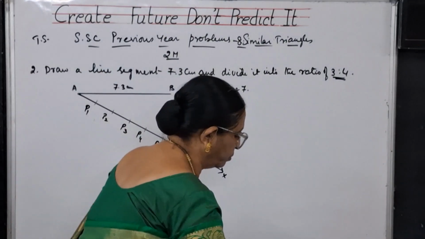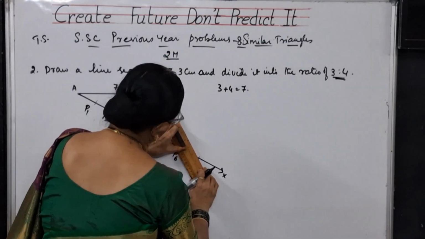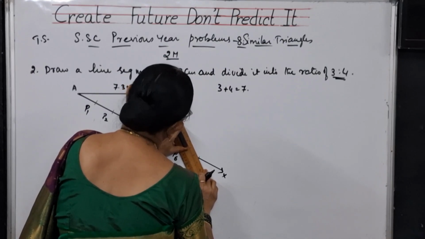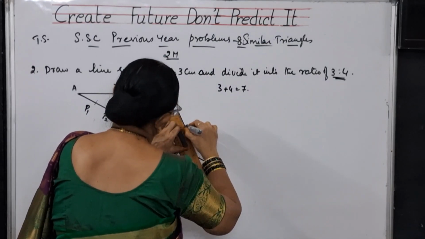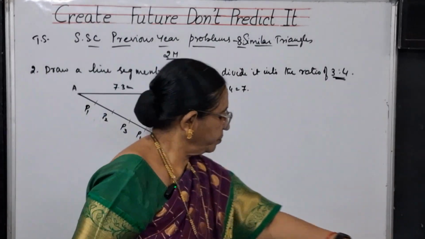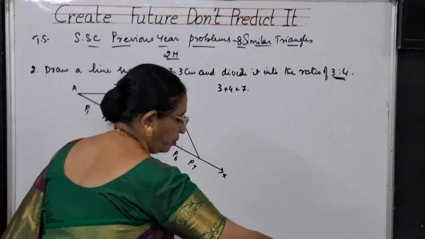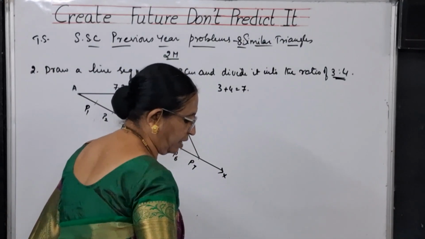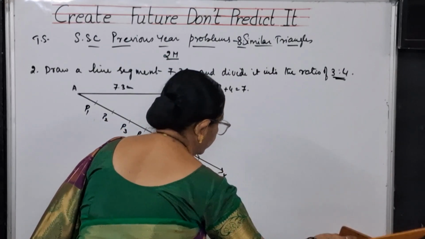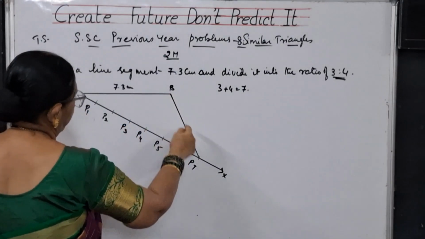Then what you need to do, you have to join P7 and B. After joining this, the ratio is 3:4. So exactly at the third point, that is P3, here you have to draw a line parallel to this.